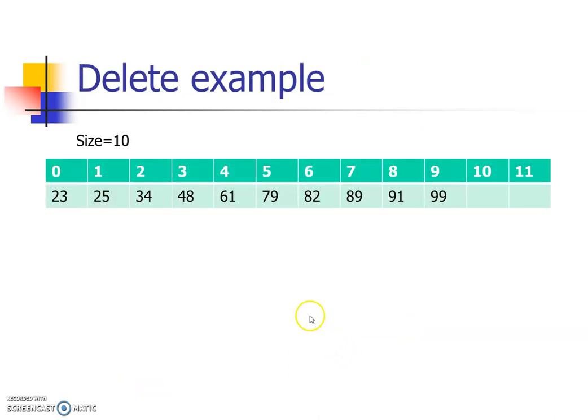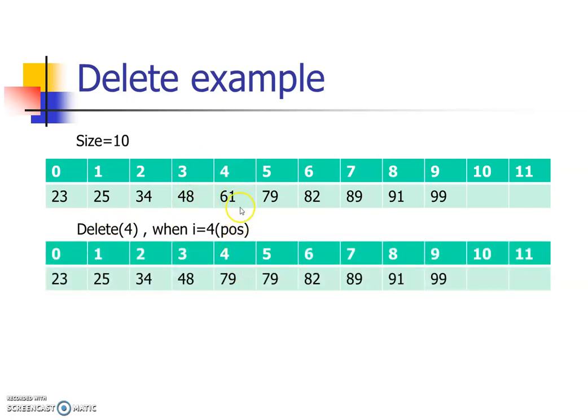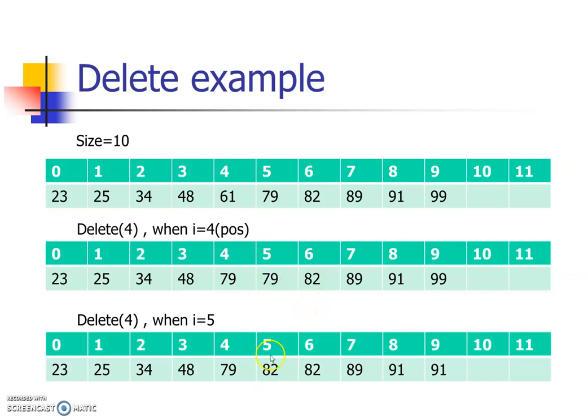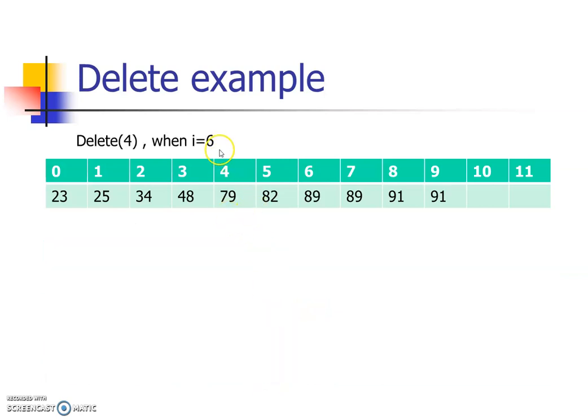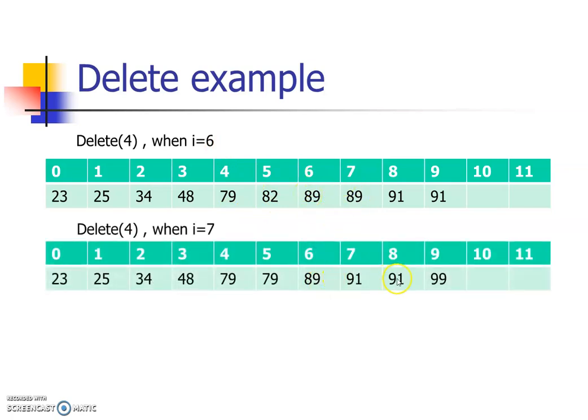So let's take a look at the delete example. Originally size equals 10, and say now we want to delete 4, which is this location, index of 4. So what we are going to do is put 79 into this location, and then i will go to the next location. So we will go into this location, put 82 into that location. So you will have 82 over here. And then when i moves to 6, we are going to take the next location, 89, into this spot. And then when i equals 7, we will put 91 back into the index of 7.